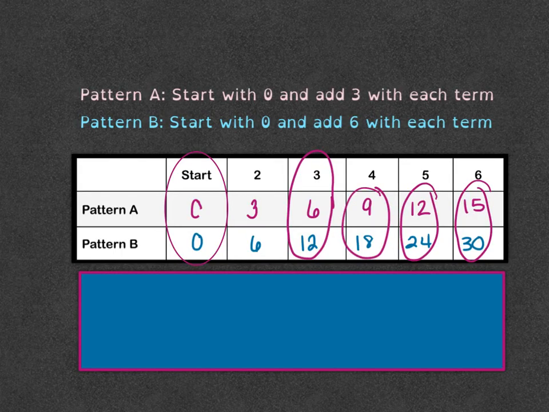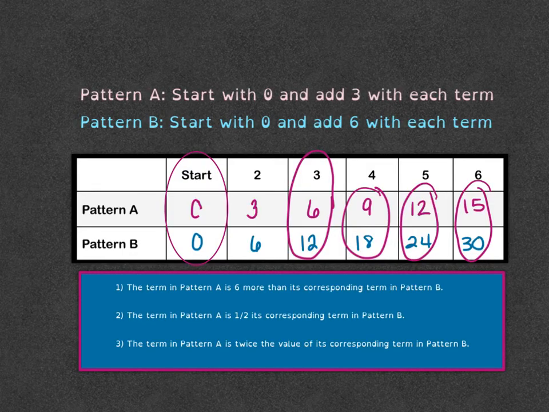So if I am going to be asked to identify the correct phrase down here, the term in pattern A is 6 more than its corresponding term in pattern B. That would apply here. But it wouldn't apply here because 18 is more than 6 more than 9. So it couldn't be this one. The second one, the term in pattern A is half as much as its corresponding term in pattern B. Well, that would apply here to 9 because 9 is half of 18, 12 is half of 24, and 15 is half of 30. So that one would work. The last one, the term in pattern A is twice the value of the term in pattern B. That would not work because that would mean that this is twice as much. So that's just making sure that we're paying attention to what it's actually asking.